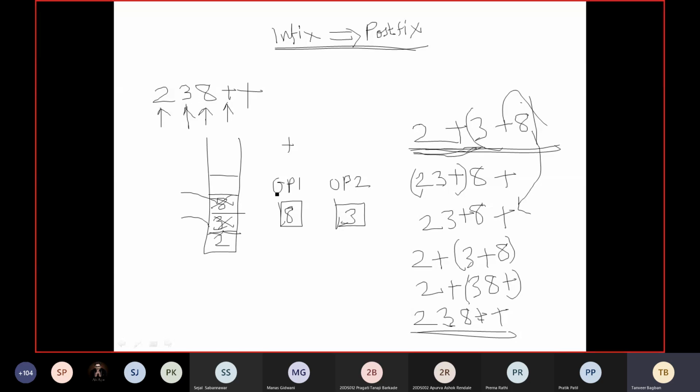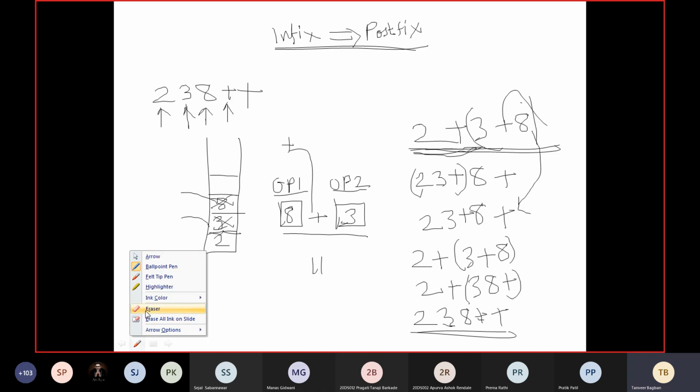And now these are the two operands, OP1 and OP2. Then perform the plus operation between these two operands. So what is the result of 8 plus 3? It is going to be 11. Now put 11 into the stack. For that you have to remove this from the stack and then push 11 onto the stack. So this 11 is pushed onto the stack.